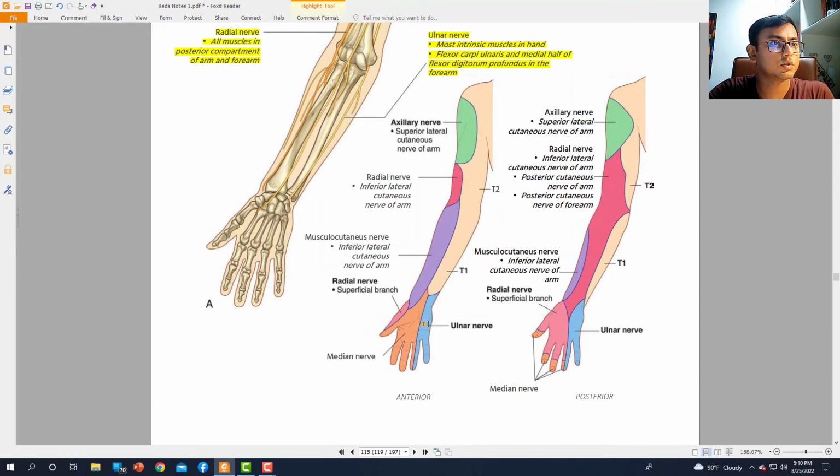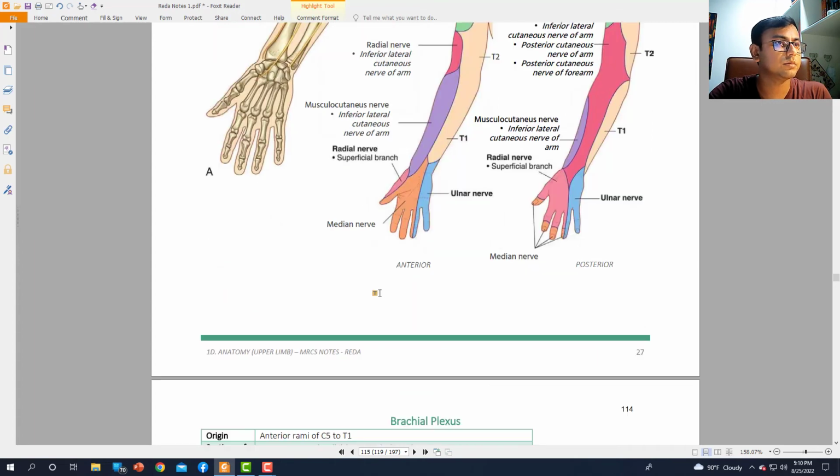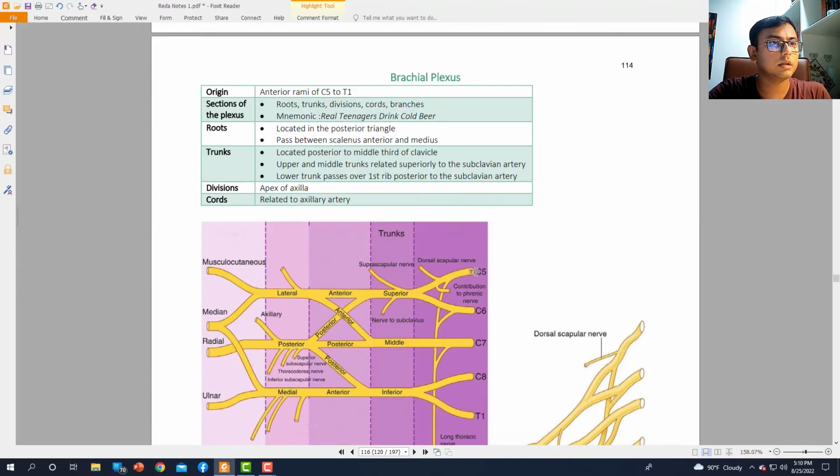So here the median portion, the ulnar portion. Okay, so must know, very important. Now the brachial plexus. Brachial plexus starts from the C5 to T1, ventral rami of the C5 to T1.